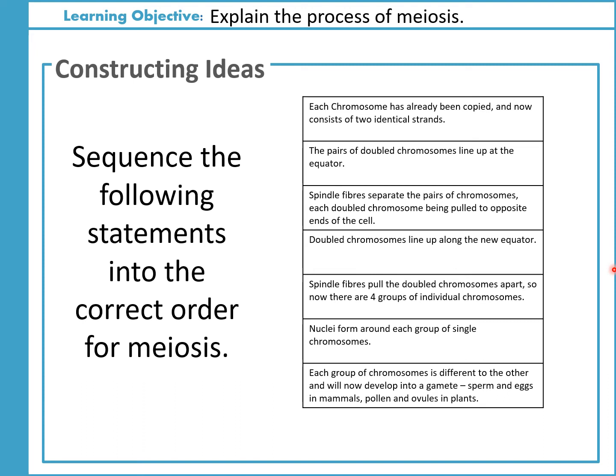Spindle fibers pull the doubled chromosomes apart so that there are now 4 groups of individual chromosomes. Nuclei form around each group of single chromosomes, and each group of chromosomes is different to the other and will now develop into a gamete. Sperm and eggs in mammals and pollen and ovules in plants.